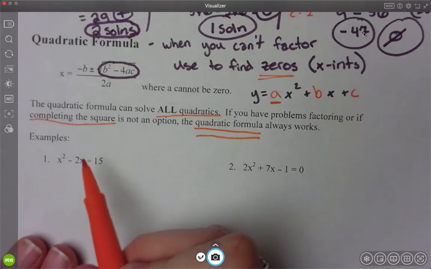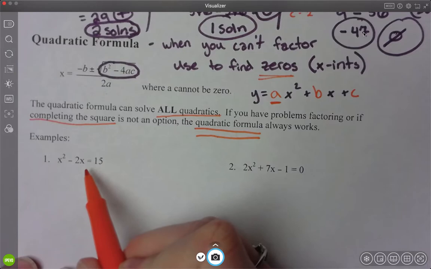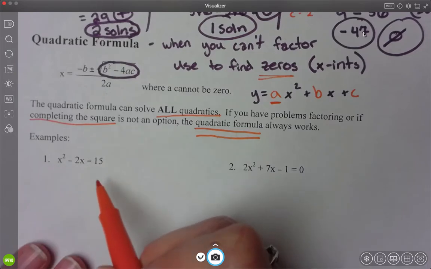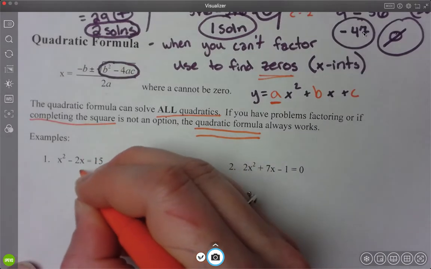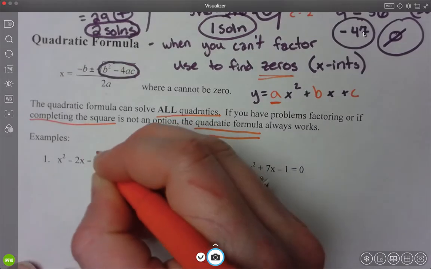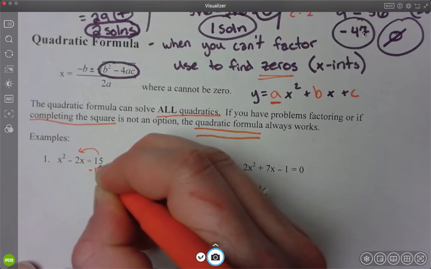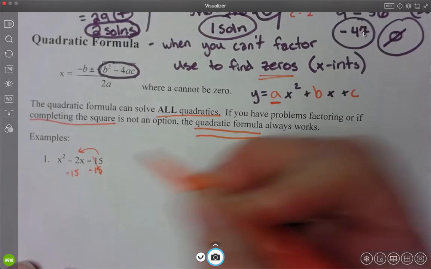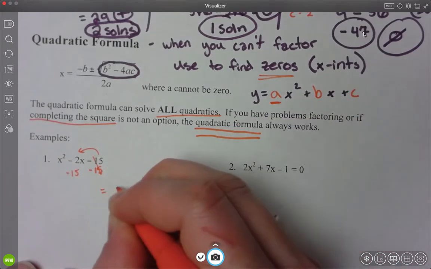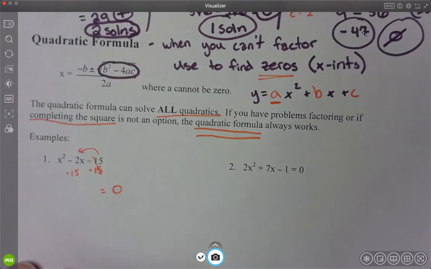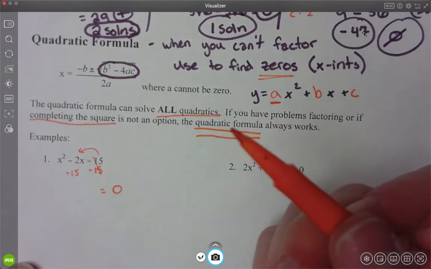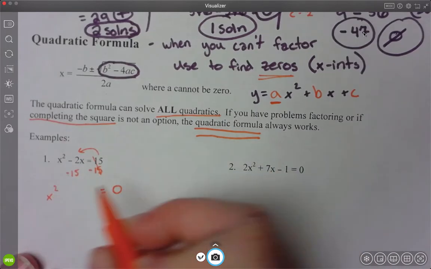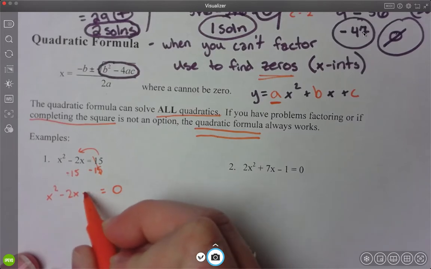What I need to do first is make sure all three pieces are on the same side of the equal sign. So this 15 needs to be moved to the other side. Right now it's a positive 15, so I have to subtract it to get it to the other side. That cancels out on the right side, which means I just have a 0 over here. Now don't try to take the 15 away from the 2, because the 2 has an x and the 15 doesn't. We just write them side by side: x squared minus 2x minus 15 equals 0.